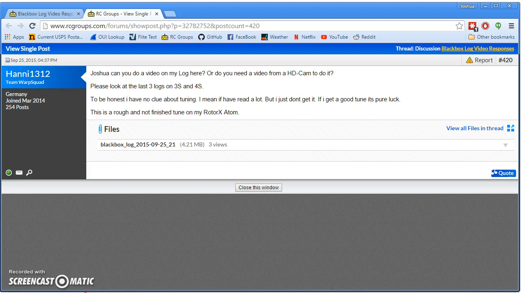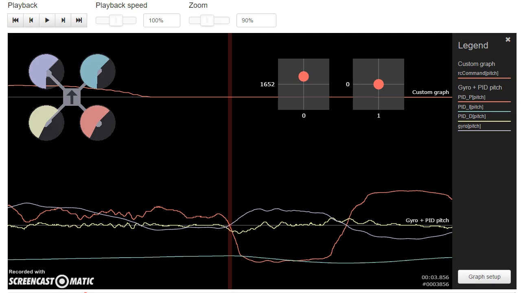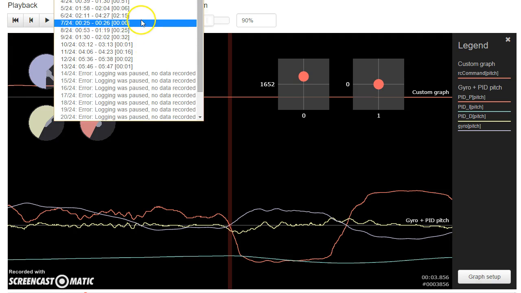I have looked at your log, and it's a little hard to tell. The flights are relatively short. The flights are typically in the range. Oh, here's a 2-minute flight. Well, we'll definitely take a look at that.